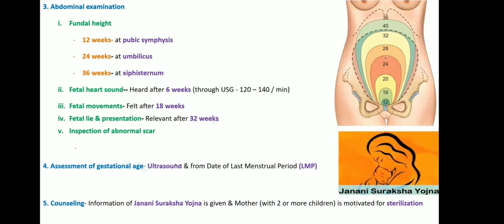Then the counseling. Now we are moving on to the next part, that is counseling. The information of the Janani Suraksha Yojana is given, and the mother with 2 or more children is motivated for sterilization. So in counseling we give awareness about the Janani Suraksha Yojana to the mother, and also motivate the multigravida, or the mother who has completed her family size, to undergo sterilization.